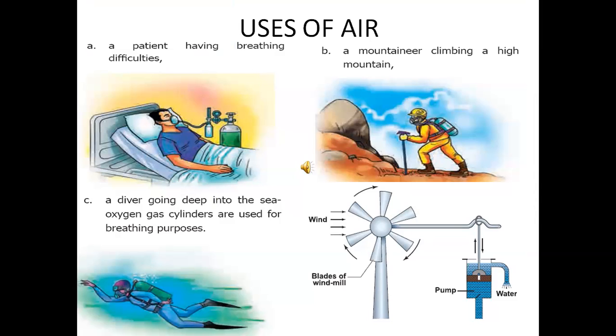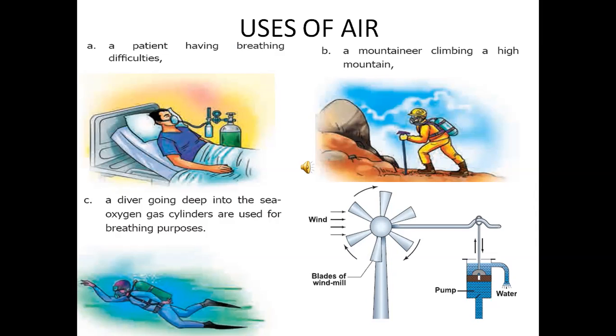Last one, uses of air. Air is used by plants and animals for breathing. Air is used for burning fuels like wood, coal, kerosene, LPG. Compressed air is used to fill tires of various kinds of vehicles. Air plays an important role in maintaining the water cycle in nature. Ozone layer present in the atmosphere helps in preventing harmful radiations of the sun from reaching the earth's surface.